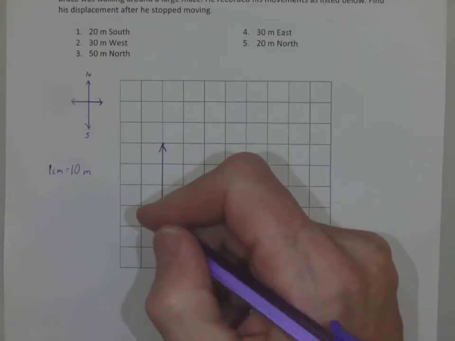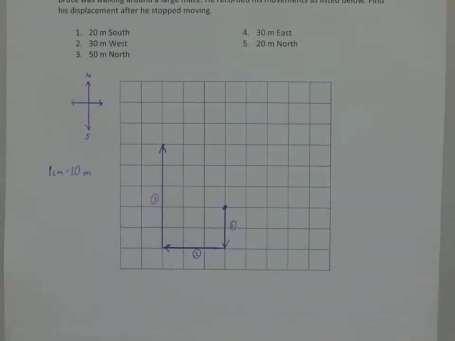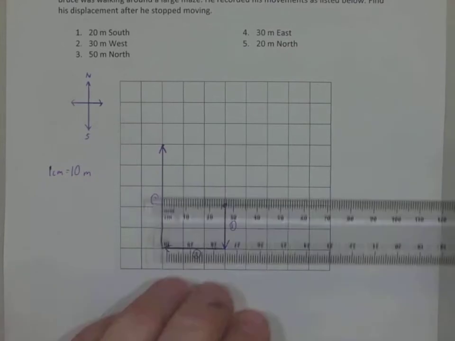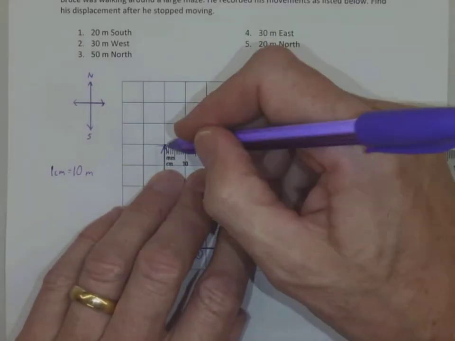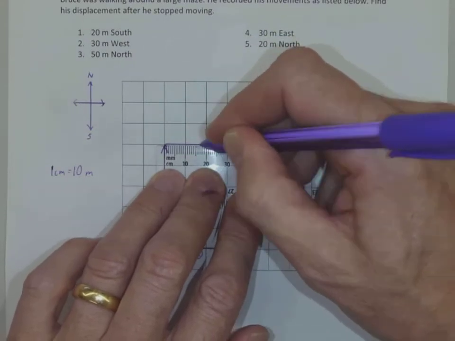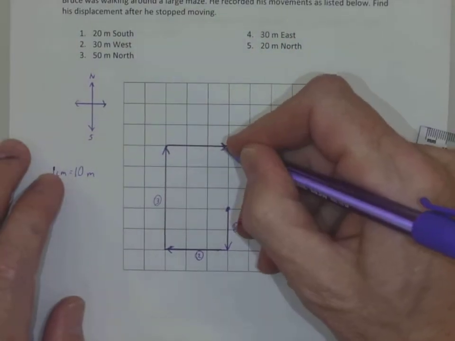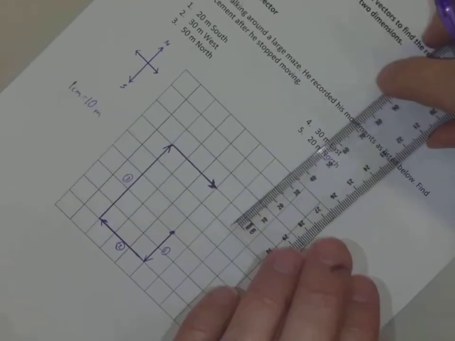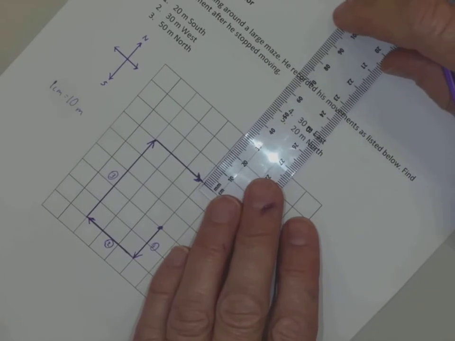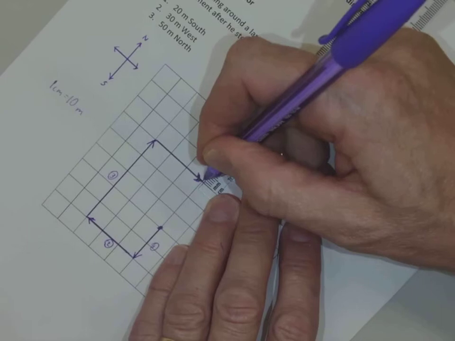Our fourth vector is going to be 30 metres to the east, 3 centimetres on my grid. And my fifth vector is going to be 20 metres to the north. So we've got 2 centimetres to the north. Now I can draw in my resultant vector.